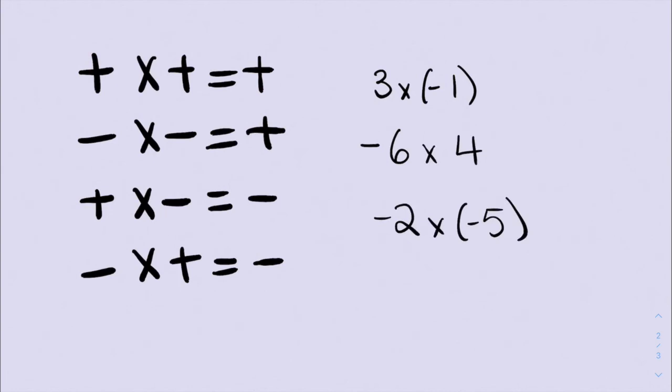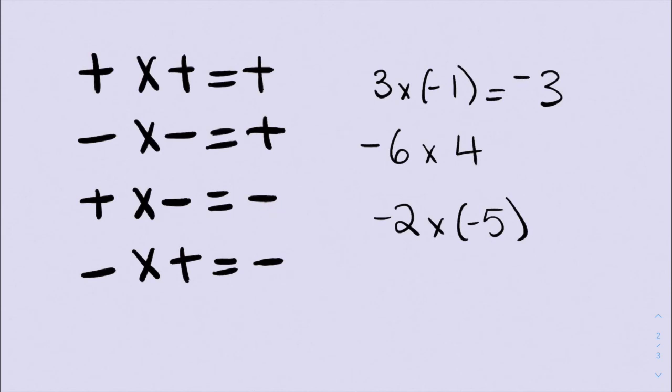All right, so we know that 3 times 1 equals 3. So what we've got to look at is our signs out the front. So we have a positive 3 and a negative 1. So we have a positive and a negative. So that's going to equal negative 3.